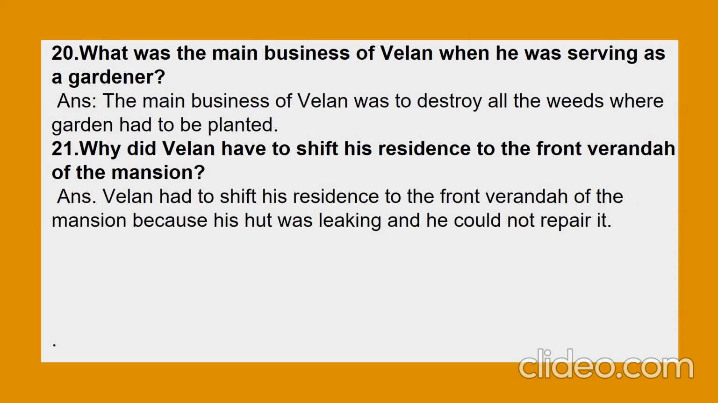Why did Velen have to shift his residence to the front veranda of the mansion? Velen had to shift his residence to the front veranda of the mansion because his hut was leaking and he could not repair it.